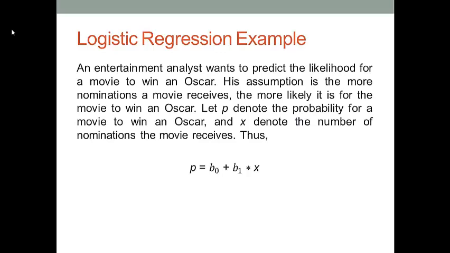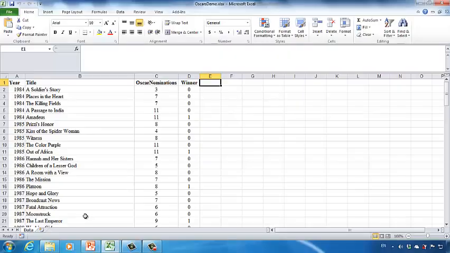We just need to form a data set and then use the data set to estimate the values for B0 and B1. And then we are able to build a linear model, right? Let's take a look at the data set. In order to validate his assumption, he collected the winners of Oscars and how many nominations the Oscar winners received from the year 1984 to 2007.